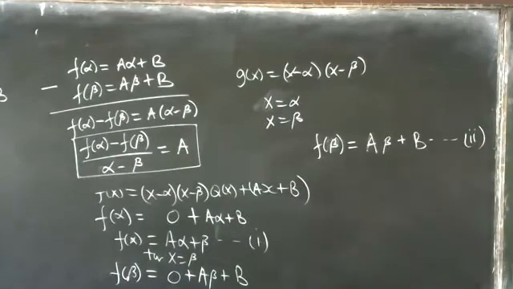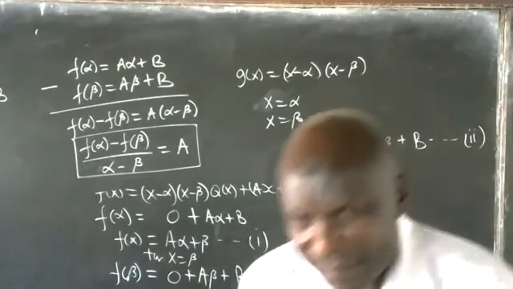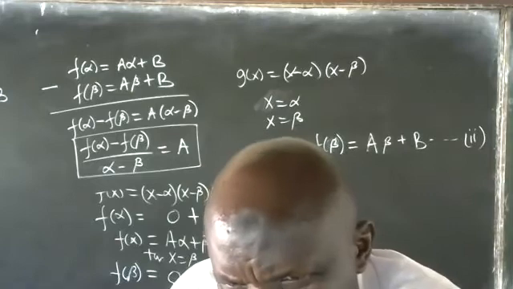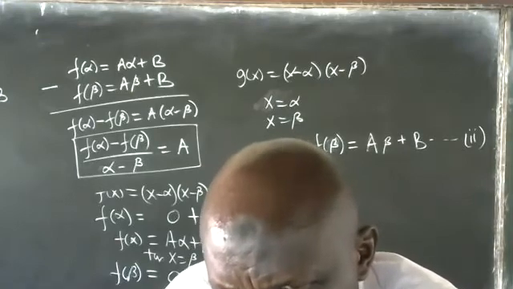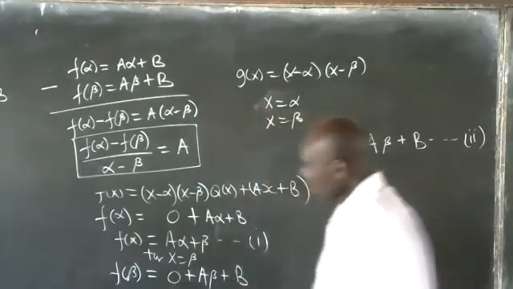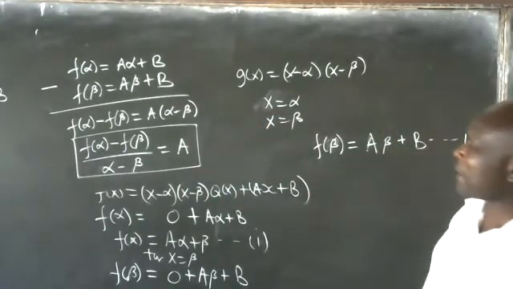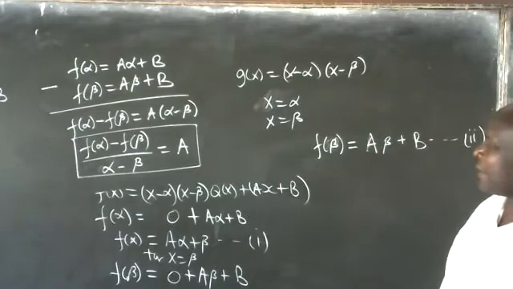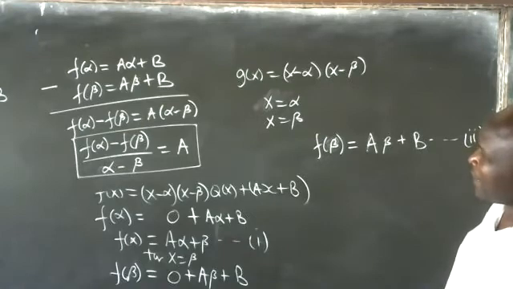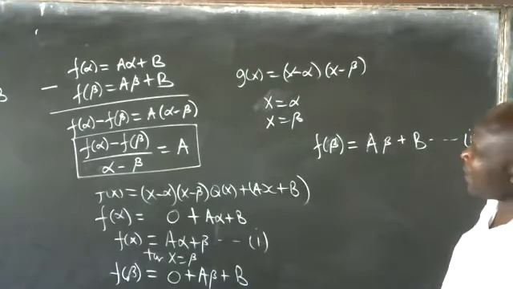Are we together, ladies and gentlemen? Felix, are we together, Mumbere? Sir. So after getting the value of A, we now have to look for the value of B, either by elimination or by substitution. We can multiply through by beta and by alpha, and then we eliminate A and we find B.